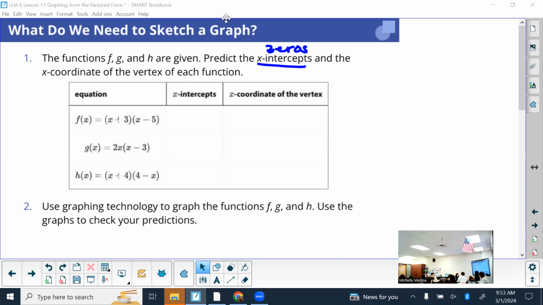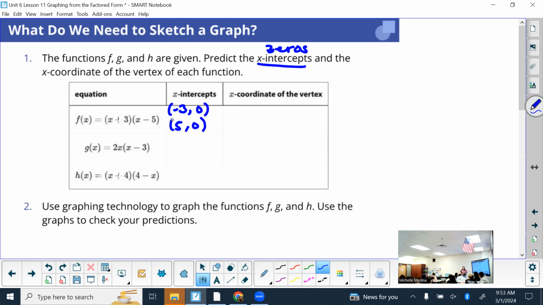So, and I want to hear from people that haven't spoke yet today. So table 4, what are my x-intercepts for f of x? Okay, good, that's right. So when it looks like this, it happens to be these numbers just with opposite signs. You'll see why it's that in a later lesson. But for right now, we're just doing it off of what we've observed so far.